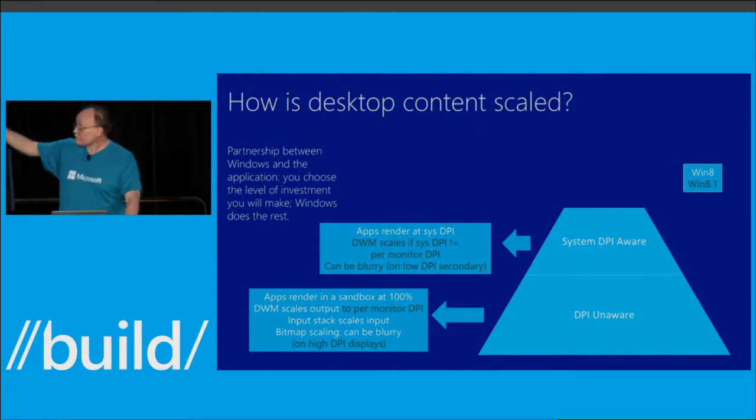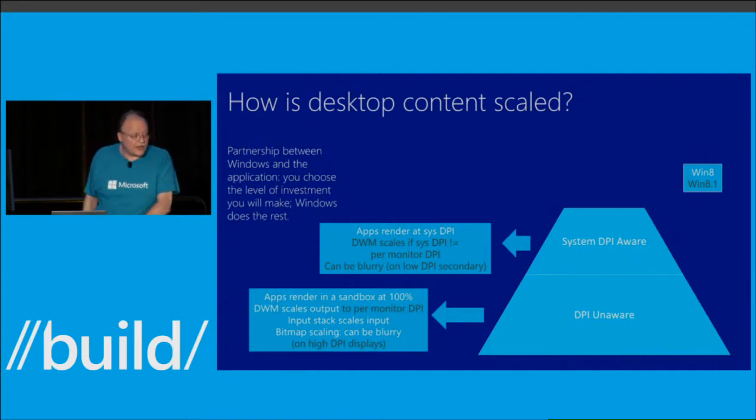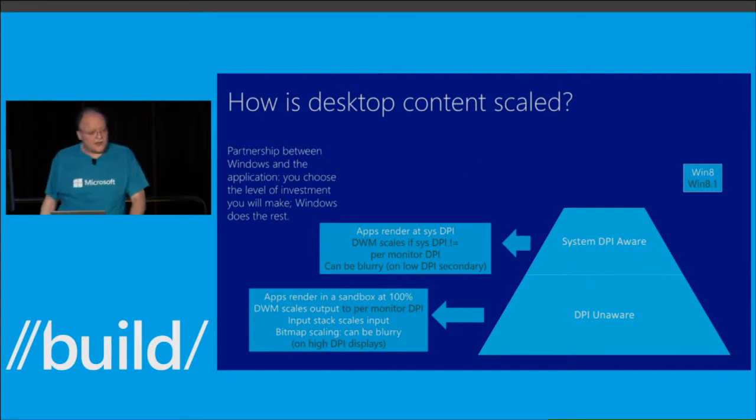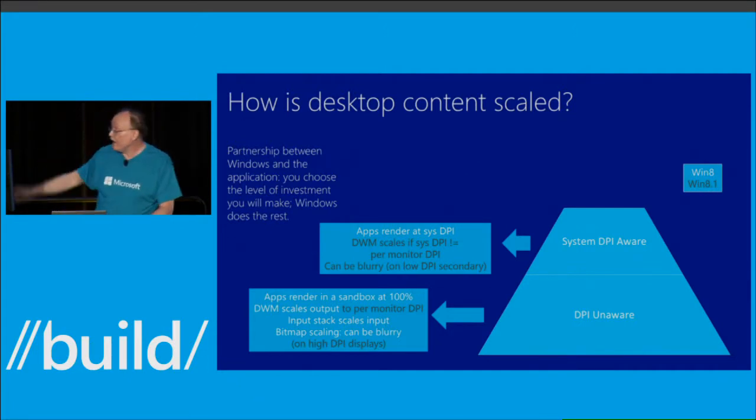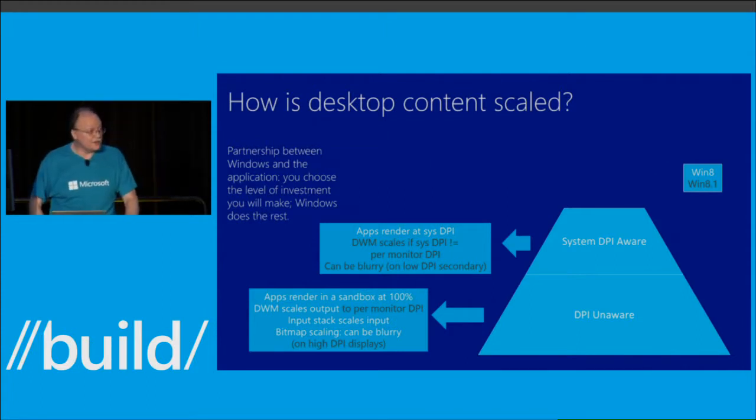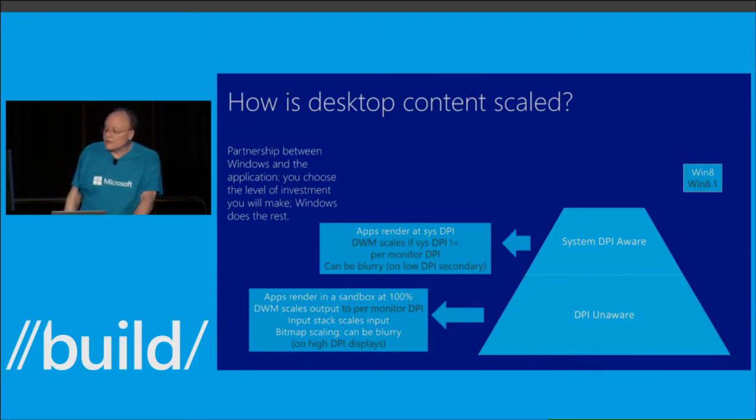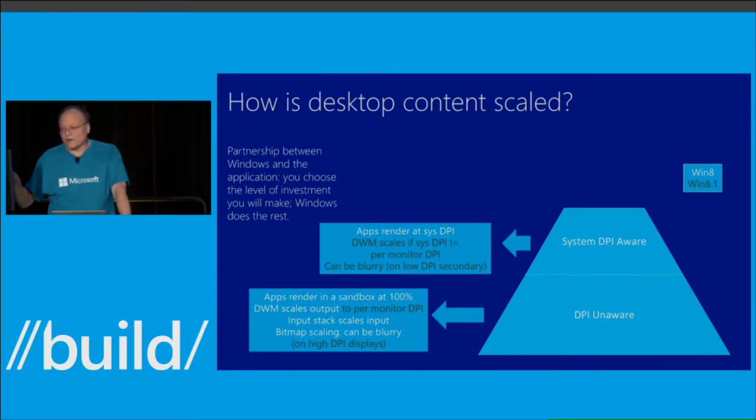So what's new is the DWM will start scaling you if the system DPI is not equal to the per monitor DPI. And the result is that your application can now get a little bit blurry on a secondary display, even though you wrote it to be DPI aware and crisp on the primary. We think that's a good trade-off, compared with the alternative, which is that your application would be too big on that secondary.